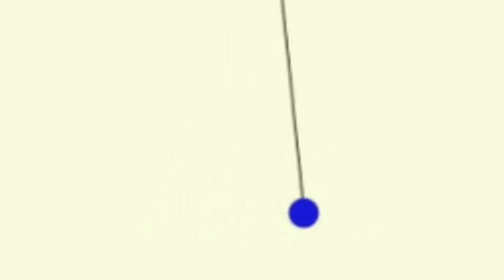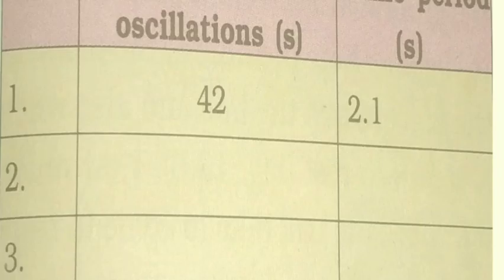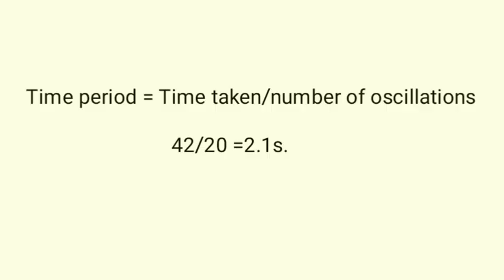Now release the bob. At the same time, start the stopwatch. Go on counting the oscillations. Stop the stopwatch as soon as the pendulum completes 20 oscillations. Make a table and enter the time taken to complete 20 oscillations. For each reading, calculate the time period.